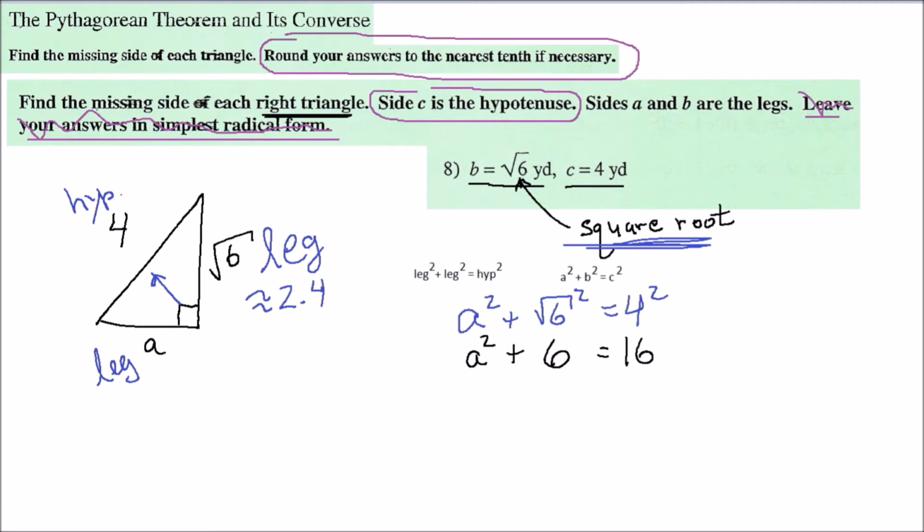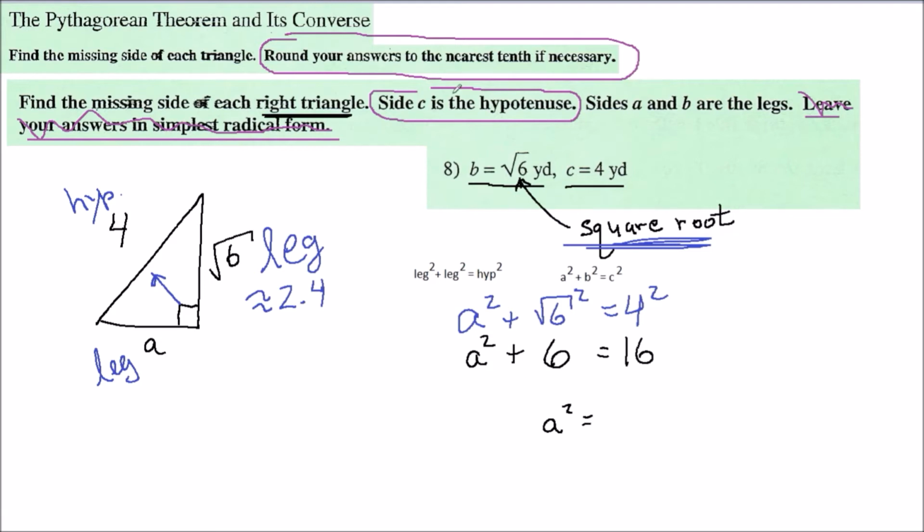And now I've got to finish up. There's no more simplifying to do. I'm not going to combine the 6 and the 16 as they are. I'm supposed to do A squared plus 6. But remember, my goal is to get A squared equals a number. So A squared equals something.